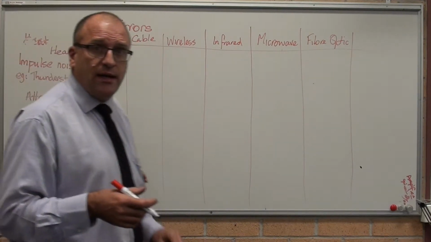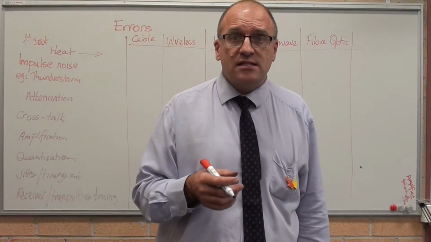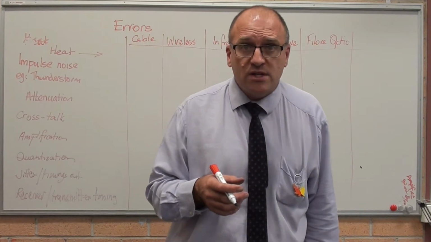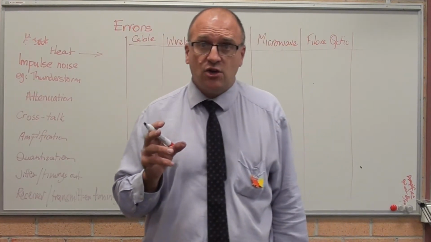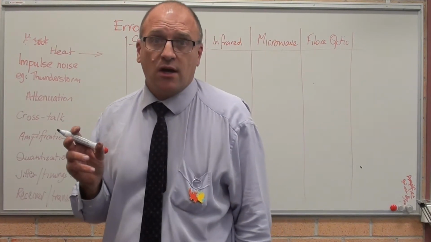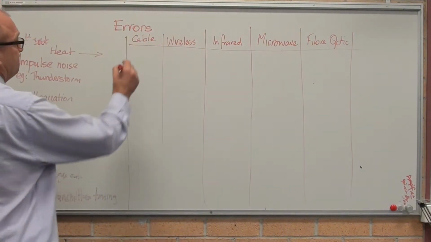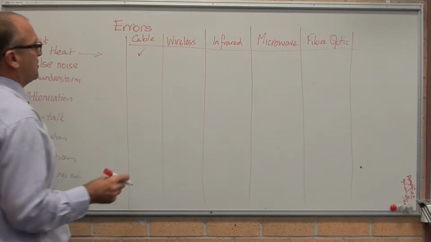Heat. As you heat up a copper wire, it has more resistance, which then induces higher attenuation and higher thermal fluctuation in the cable and less reliable transmission. So cable is affected by heat.